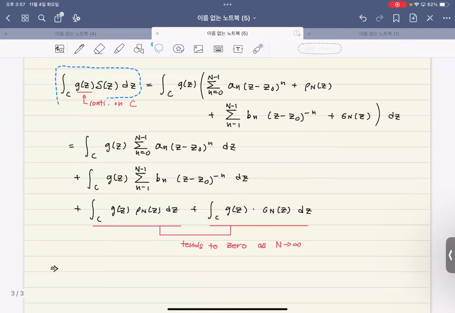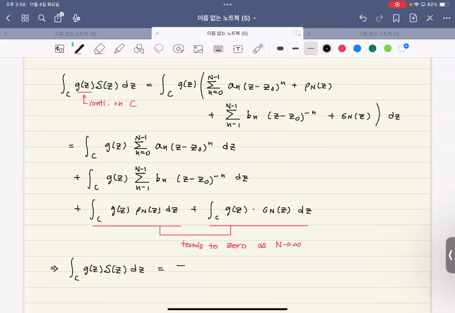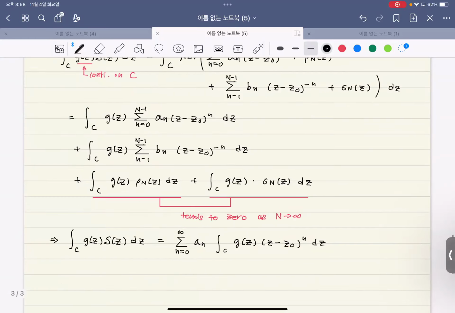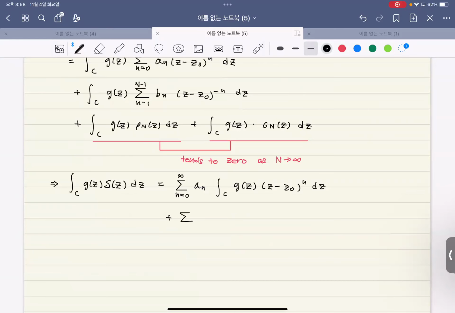So it turns out the integral of g times S of z equals the summation from n0 to infinity of a_n times the integral of g of z (z minus z0)^n dz, plus another summation from 1 to infinity of b_n times the integral of g of z times 1 over (z minus z0)^n.